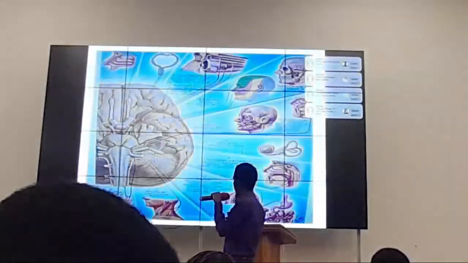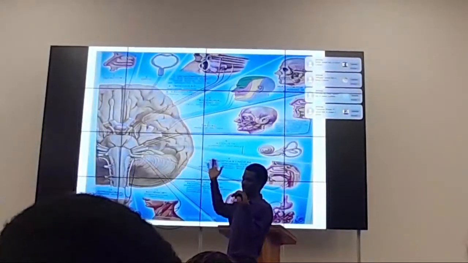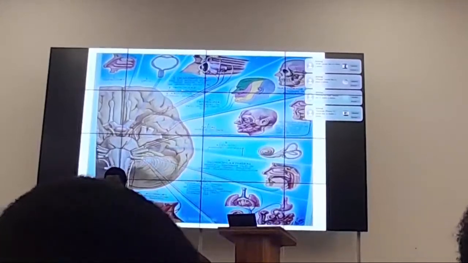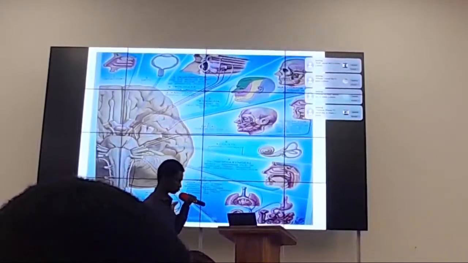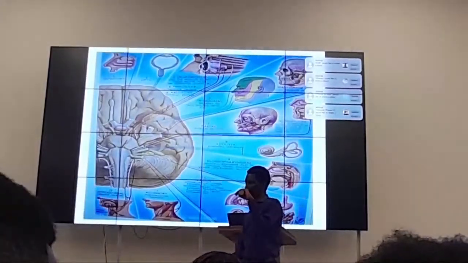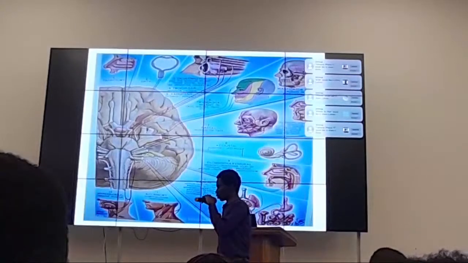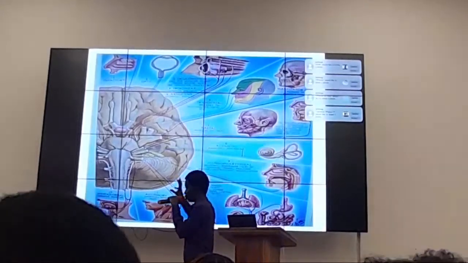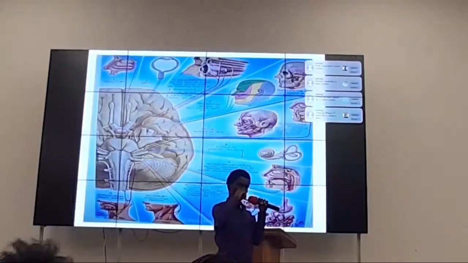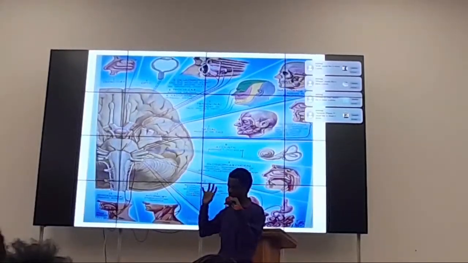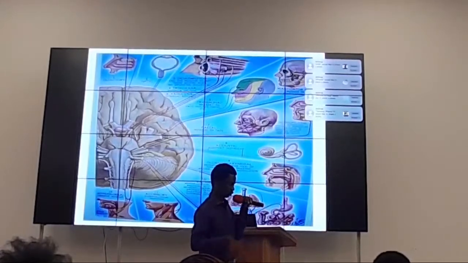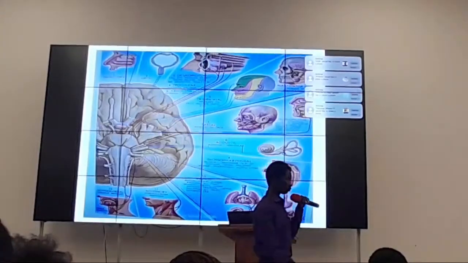Then the second cranial nerve, optic nerve. Function is for vision or sight. So we can see that these are basically extensions from the brain, more specifically from the forebrain. Olfactory for the sense of smell, optic for vision.